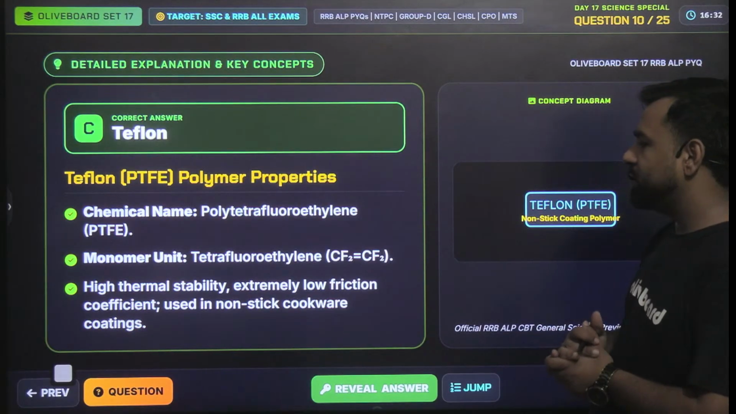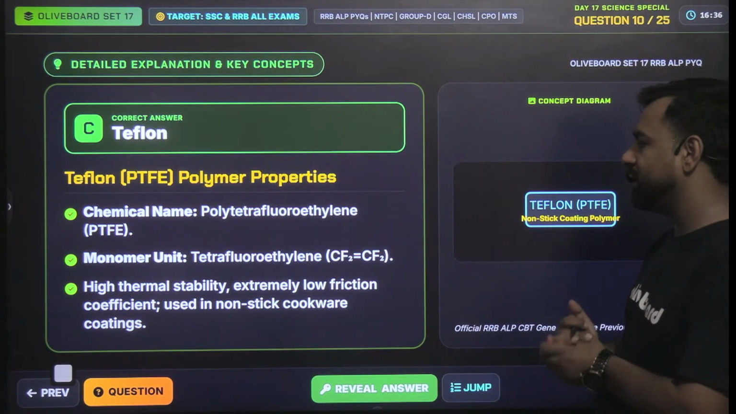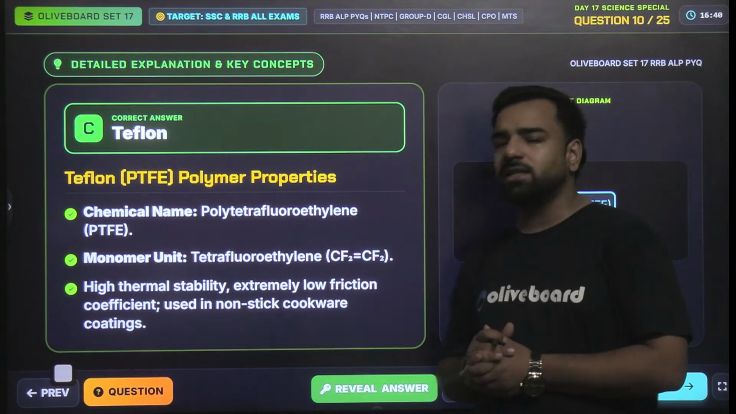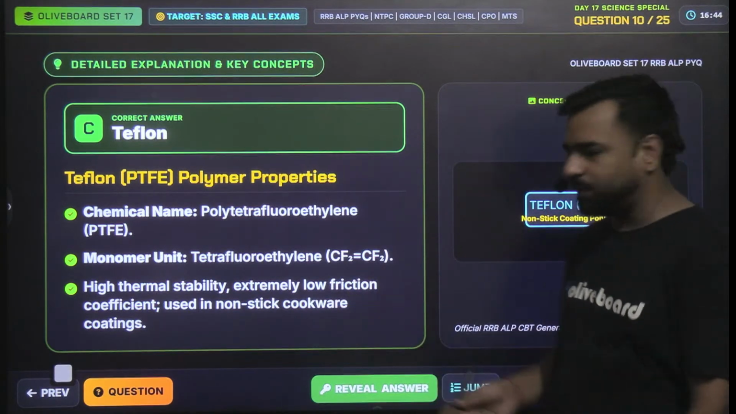The monomer unit is tetrafluoroethylene. It has high thermal stability and an extremely low friction coefficient, and it's used in non-stick cookware coatings. You might have seen the pans at your home. They are made up of Teflon.